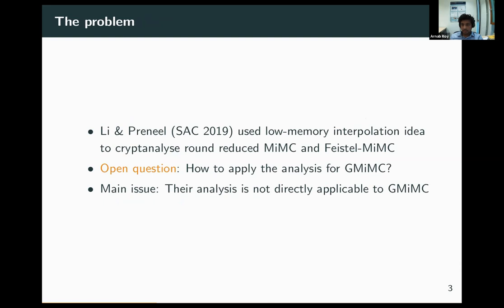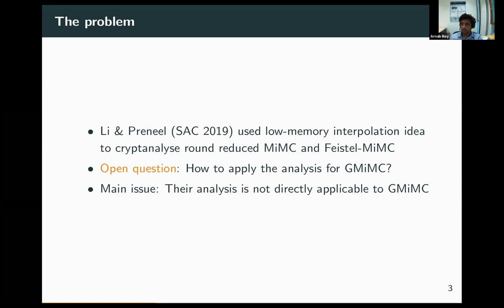The problem really originated from last year's SAC article by Lee and Preneel, who showed how to use low memory interpolation cryptanalysis to analyze round reduced MiMC and Feistel-MiMC structures. They left the open question of how to apply or extend their analysis in the case of GMiMC, which has this unbalanced Feistel network structure underneath. The main issue, which I can only speculate, is that their analysis wasn't directly applicable. Of course, they don't say it explicitly.